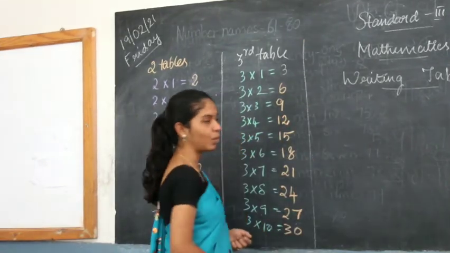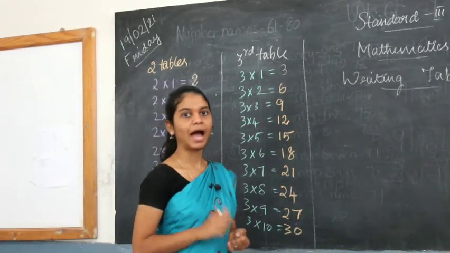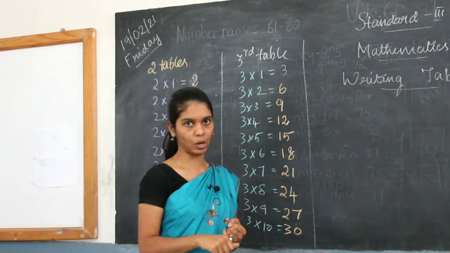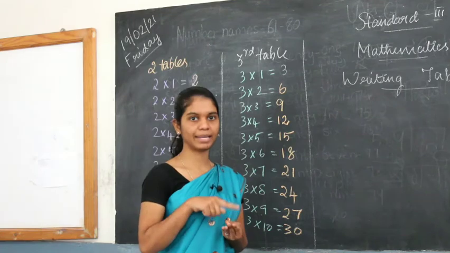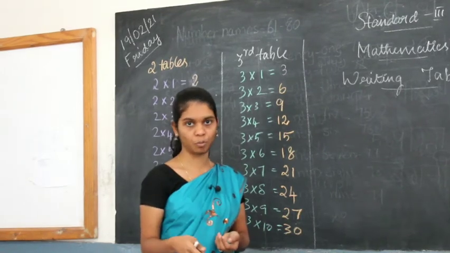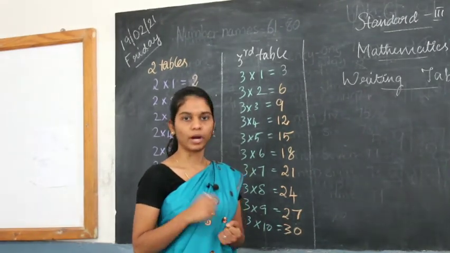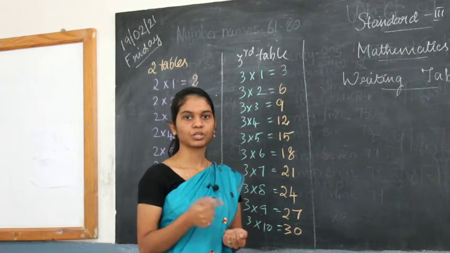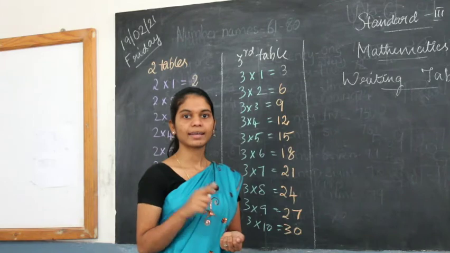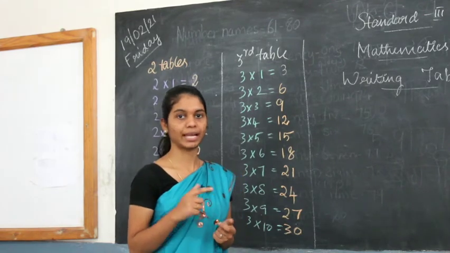Now I will write one more table, which is 4 table, and 5th table you should write by yourself. Okay, after that 6 table, 7 table, 8 table, 9 table and 10 table are given in your book with your answers. What you should do is, you should learn the tables thoroughly. Okay, you should learn them and write a test and send it to me. Okay, that will be your homework.